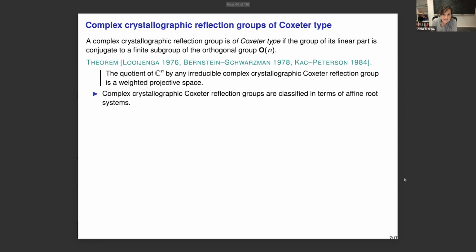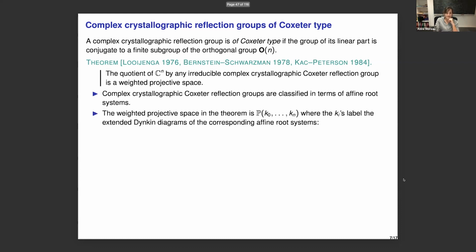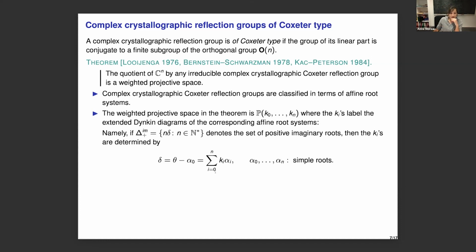And here what is nice is that complex crystallographic Coxeter reflection groups are classified in terms of affine root systems. And in this case, you can also describe easily the weights of the weighted projective space that appears in this theorem. Here, the weights are in fact the labels of the extended Dynkin diagram of the corresponding affine root system. So more precisely, if I consider the positive imaginary roots, theta minus alpha 0, that generate the set of positive imaginary roots, then the k_i's are precisely the coefficients in the simple roots.